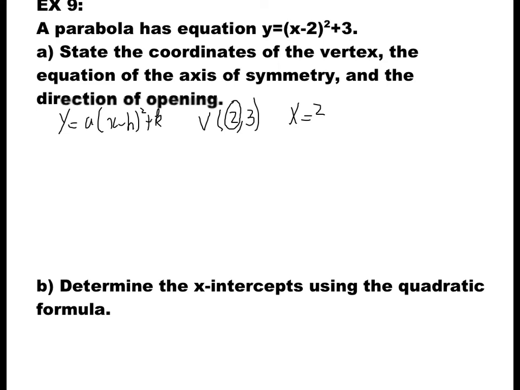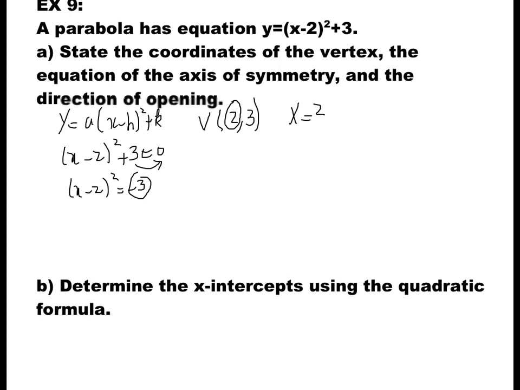Now, without even bothering with the quadratic formula, you can see that for the x-intercepts, I have to solve (x minus 2) squared plus 3 equals 0. To solve this, I move 3 to the right and get (x minus 2) squared equal to negative 3. This does not have any solution because the square of any number is positive and we have negative 3. So there is no solution to this equation.